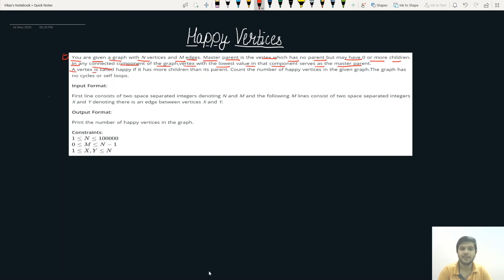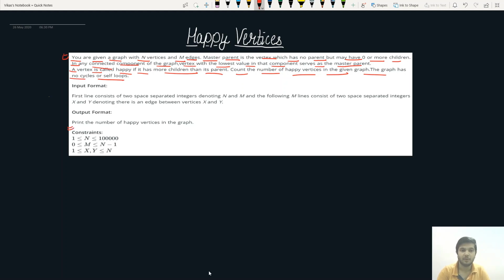A vertex is called happy if it has more children than its parent. So a vertex is called happy if the number of children of the current vertex is greater than the number of children of the parent node. And we need to count the number of happy vertices in the graph. The graph has no cycle and self loops. So this is our question, and these are our constraints.